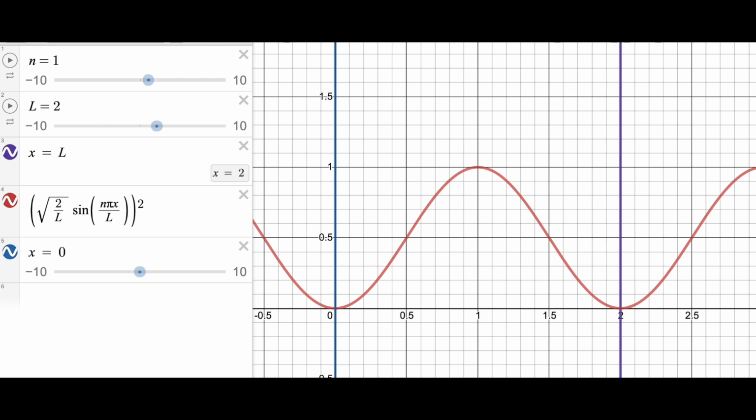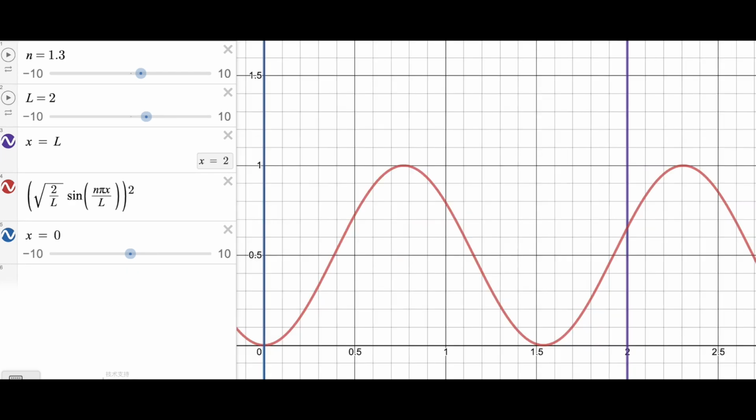In this case, the n in our expression is equal to 1, and by analyzing the graph, we can see that there is no possibility of the particle outside the box, which means this is a wave function that can describe this particle.